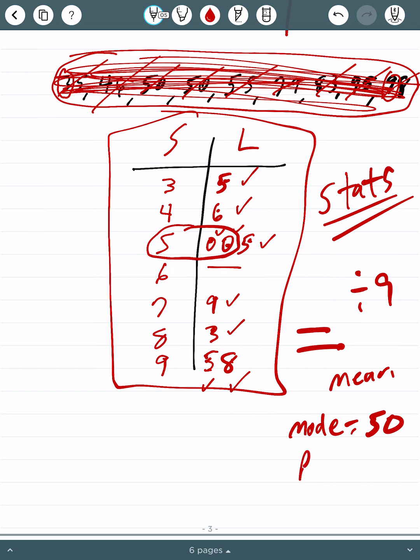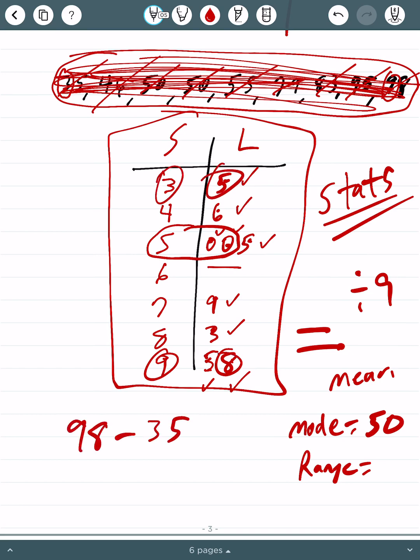They could ask you a range off of a stem leaf plot. That would be your biggest number, 98 minus 35. Then we could find our range. They could be really tough on this and start asking you things about quartiles. And you're going to say, wait a minute, this isn't a box and whisker plot. This is a simple stem leaf plot. How do I do quartiles? The same way you always have.